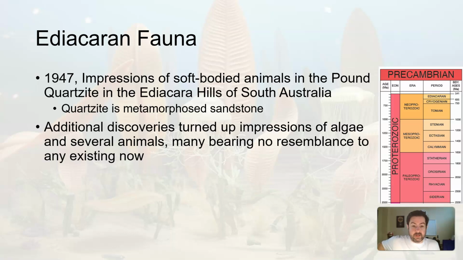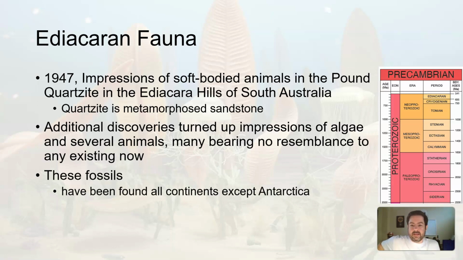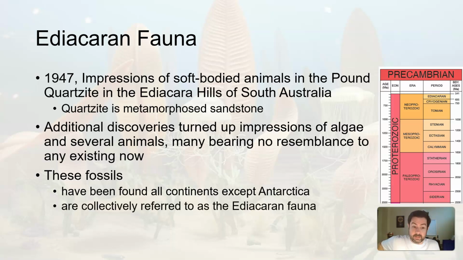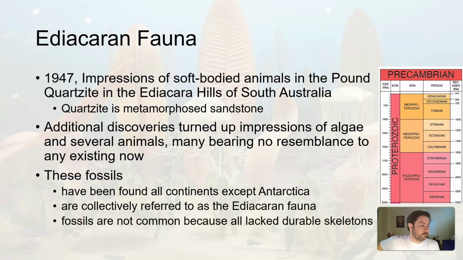Additional discoveries turned up a number of things, many bearing no resemblance to any existing organisms now. These type of fossils, now called the Ediacaran fauna. Fauna is animal. There's flora, which is plants, and fauna, which is kind of animal, or living organisms, I should say, or animal organisms. And so these Ediacaran fossils have been found on all continents except for Antarctica, and again are collectively referred to as the Ediacaran fauna.